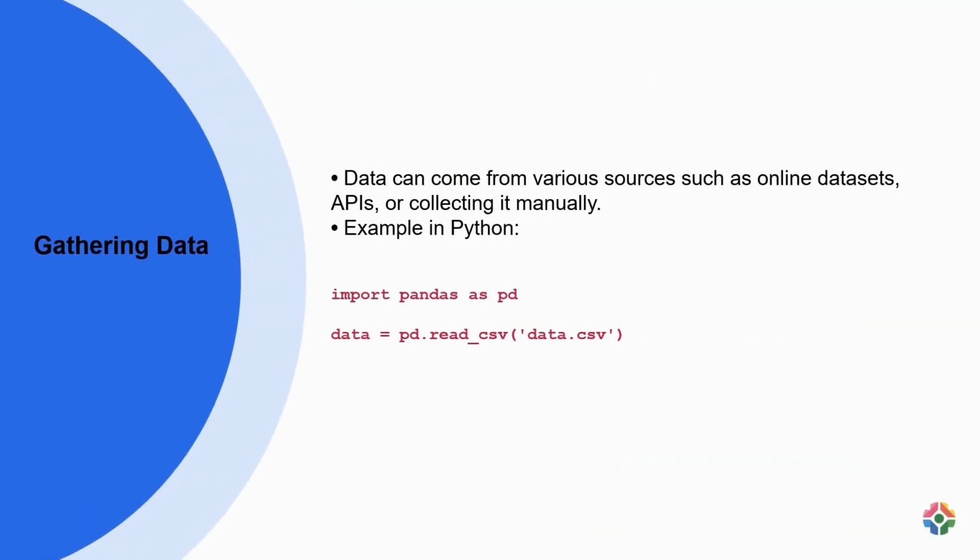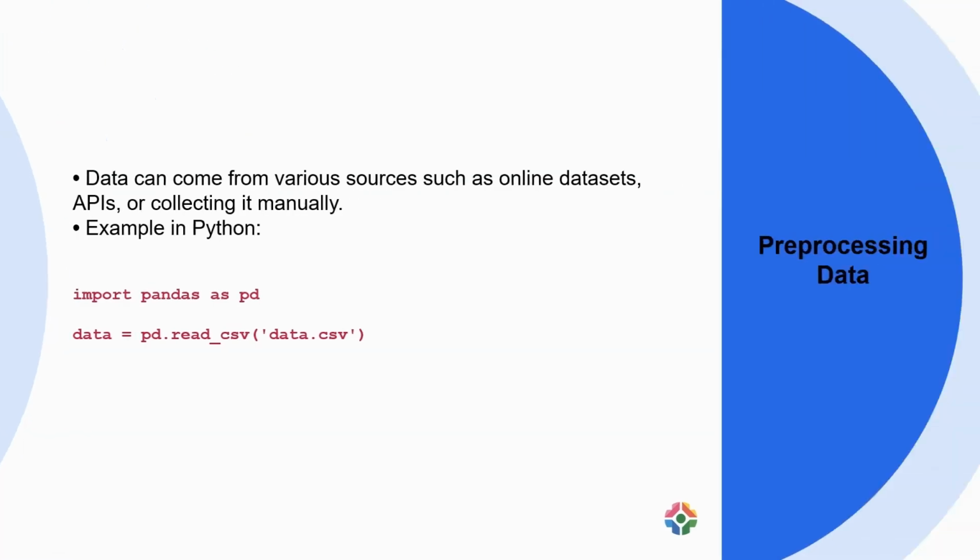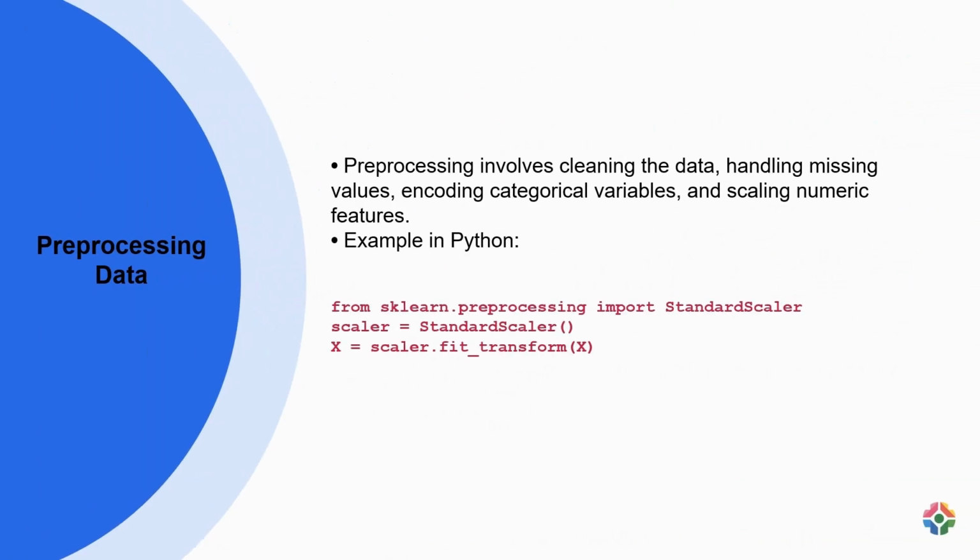Data for analysis can be sourced from diverse channels such as online datasets, application programming interfaces, APIs, or through manual data collection efforts. In Python, this data can be conveniently loaded for processing using libraries like pandas. For instance, the code snippet showcases how to import data from a CSV file into a pandas data frame for subsequent analysis.